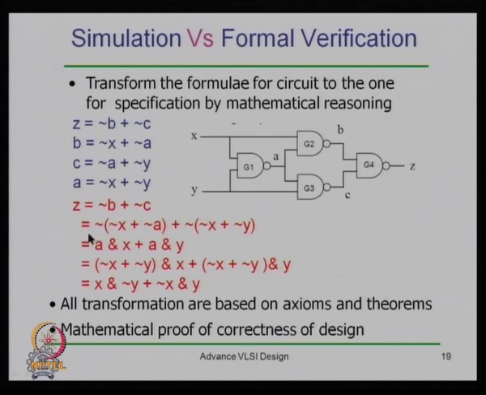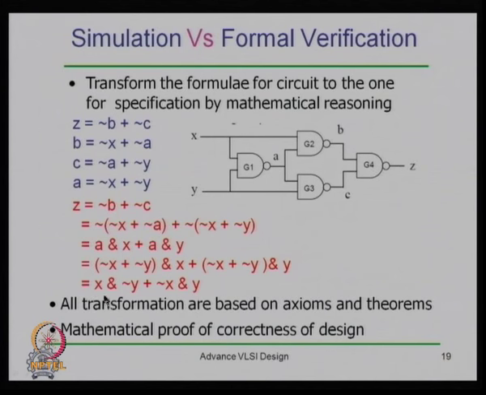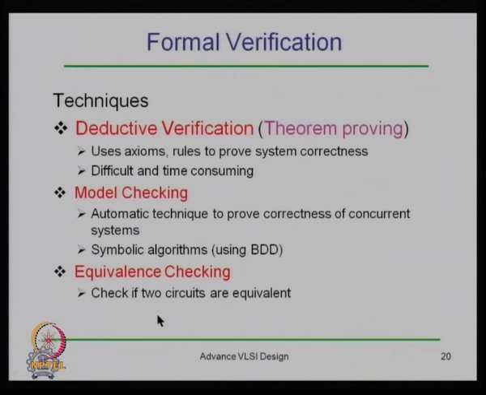If I put this B bar and C bar, and then put the expression for A, I will get this as X Y bar and X bar Y. I can rewrite this as X bar Y plus X Y bar. That is the same as your mathematical expression. That means this implementation always respects the specification that is given as X bar Y plus X Y bar. This is based on the transformations that we use at various levels, which are based on axioms and theorems. So, we can use a mathematical proof for correctness.